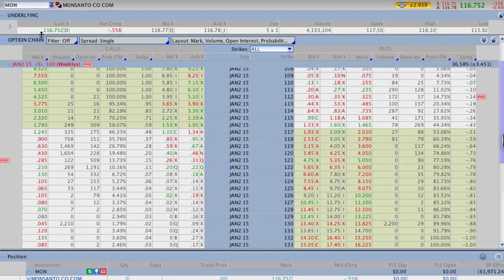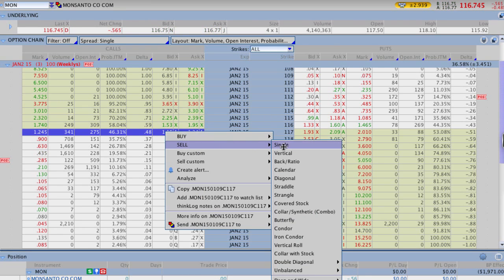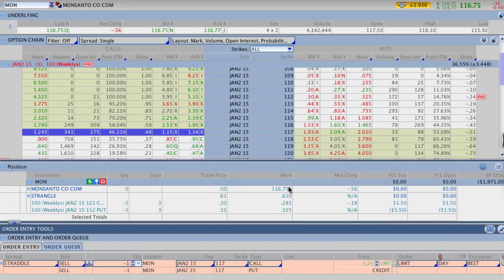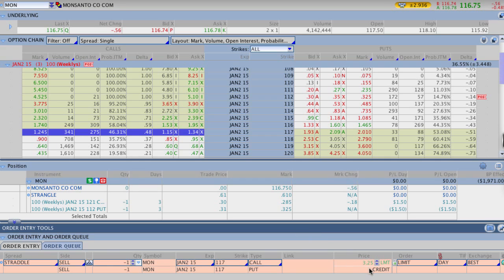In this case, we're going to go to the closest strike that's at the money. With the stock trading live right now at 116.74, we're going to go to the 117 at-the-money straddle. We're just going to go in here and right click and pretend like we're going to sell that at-the-money straddle. It's going to bring up this pricing dialog box down here, and you can see now that the credit for the at-the-money straddle is 325. So that's the credit that we're going to work with.